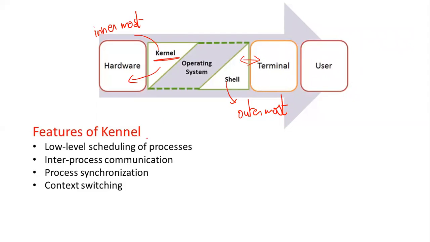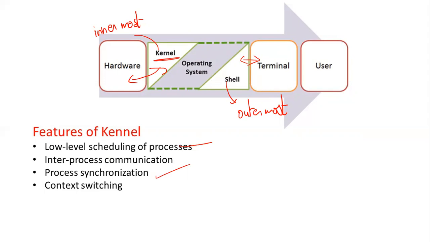Now, coming to the features of the kernel. The kernel features are low level scheduling of processes and inter-process communication. Actually, this is low level scheduling of processes. Whatever the commands given by the user, the kernel is scheduling in a way that it can directly interact with the hardware. It is also doing inter-process communication, right or wrong, it is doing a part of the communication job. So inter-process communication is established with the help of this kernel, and it is also doing process synchronization. Whatever the multiple processes coming, those will be synchronized by the kernel. And some context switching job is there.